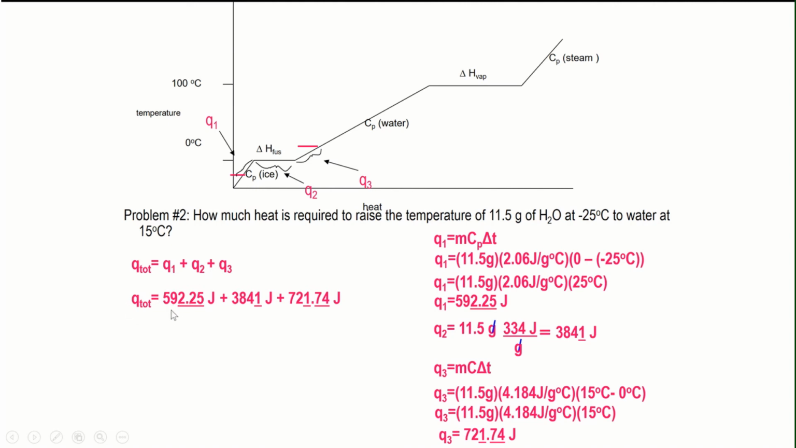All of my numbers have a digit in the tens column. So that 9, that 4, and that 2, they're all in the tens column. So my final answer should have a digit in the tens column. 5,150 joules to bring water from negative 25 degrees, up to 15 degrees Celsius.